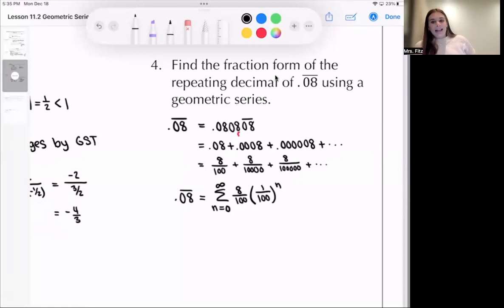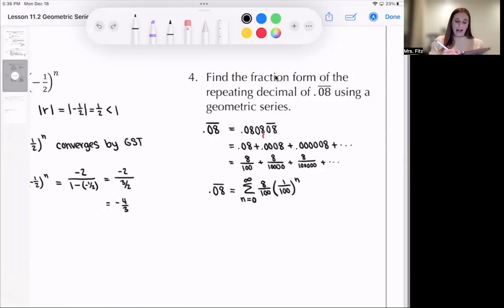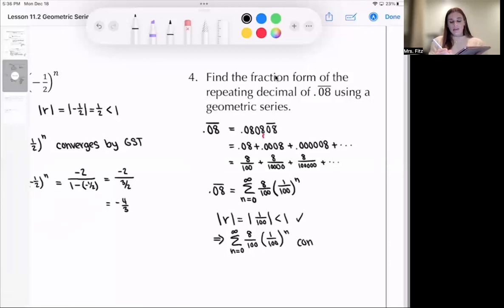So we can actually find the exact fraction of 0.08 repeated because we know that this is a geometric series that converges, because the absolute value of 1 over 100 is less than 1. And so we can use our formula, and actually, let's show that step. The absolute value of r, which is the absolute value of 1 over 100, is less than 1. So therefore, the sum from n equals 0 to infinity of 8 over 100 times 1 over 100 to the n converges by GST.